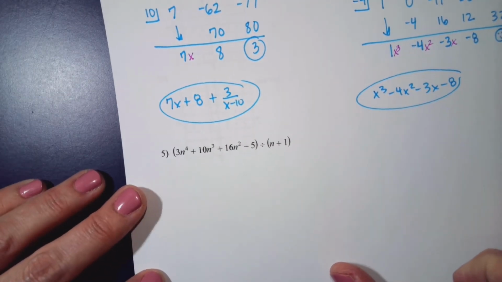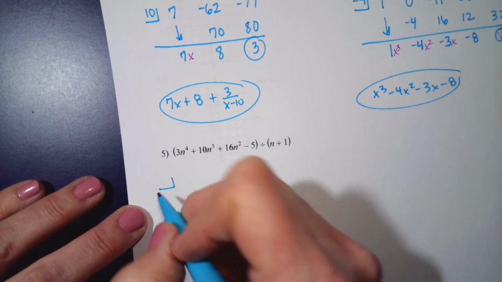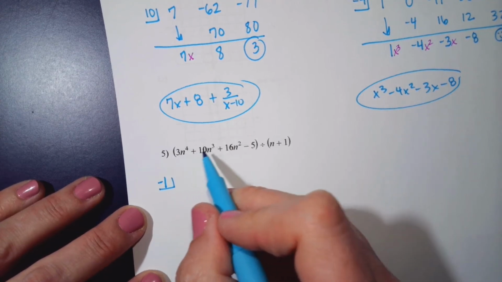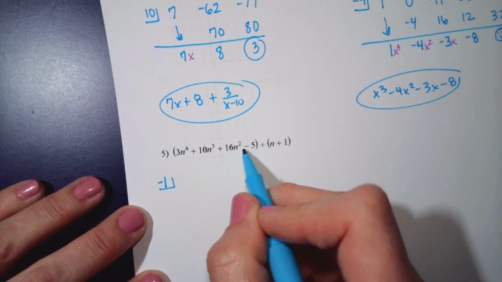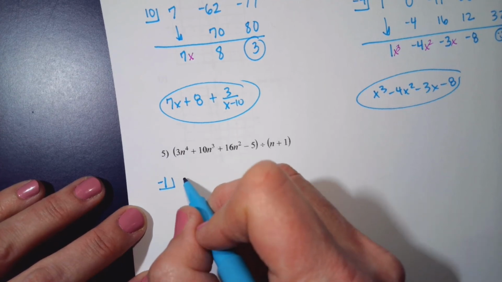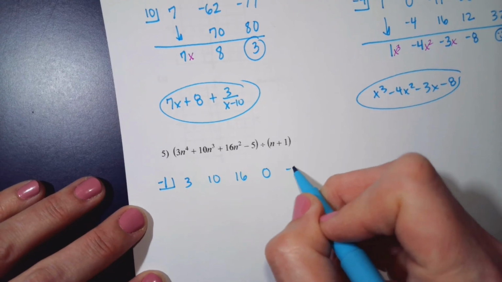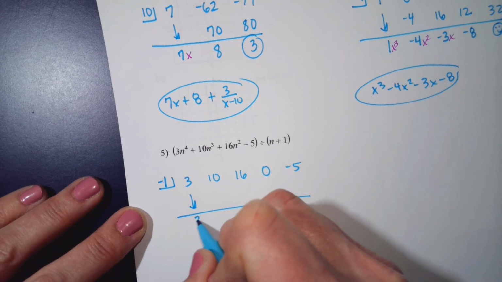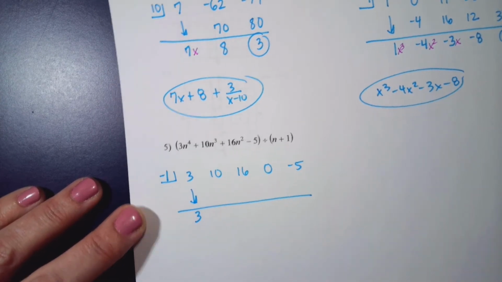Think for yourself for a second, what number is going to go in the box? All right, hopefully you thought negative 1. Look across here: 3n to the fourth, n to the third, n squared, and then it jumps right to here. So there's an n missing right here. The linear term is missing, so I'm going to put a 0. 3, 10, 16, 0, and then negative 5. Leave a little space, draw a line, bring a 3 down. Now pause the video for a second and see if you can complete this problem right here.